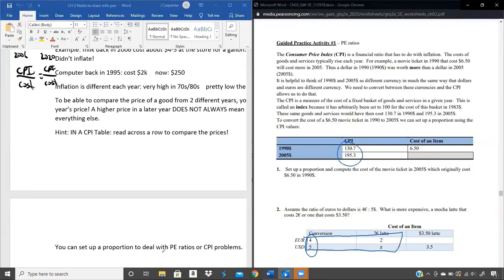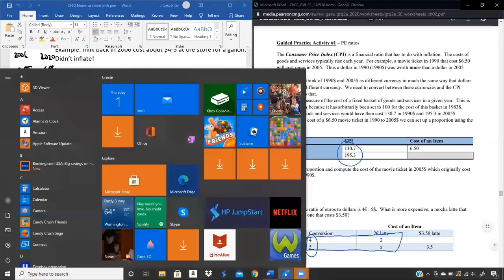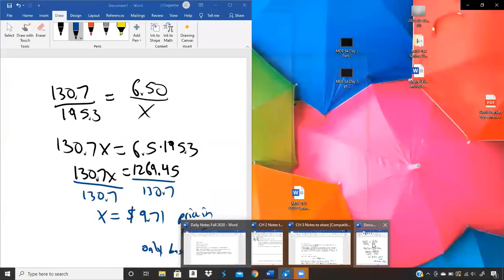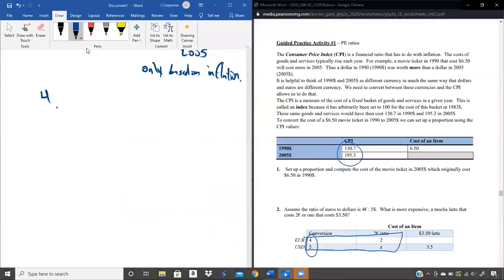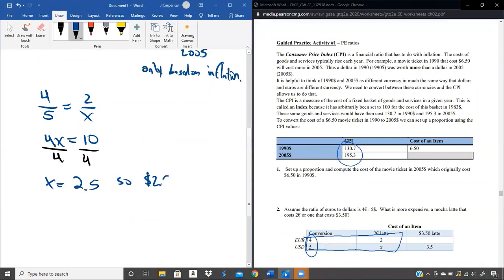So that would give us the equation 4 over 5 equals 2 over X. Cross multiply, we'll get 4x is equal to 5 times 2 is 10. I'm not going to write the 5 times 2 because that's pretty easy. You're going to divide both sides by 4 to solve for x, and that tells you that x is equal to 2.5. Now x was right here, and that's in the American dollar, so it's $2.50.